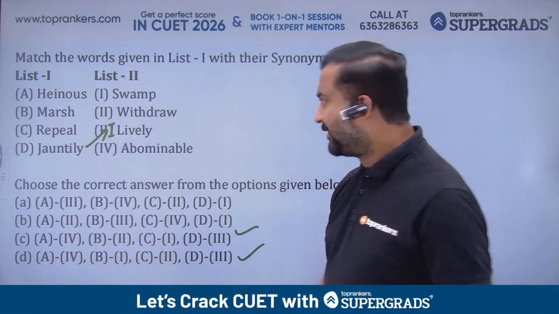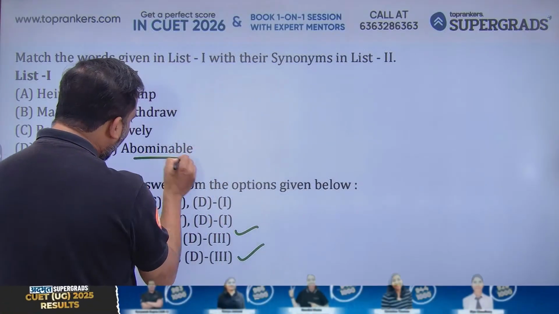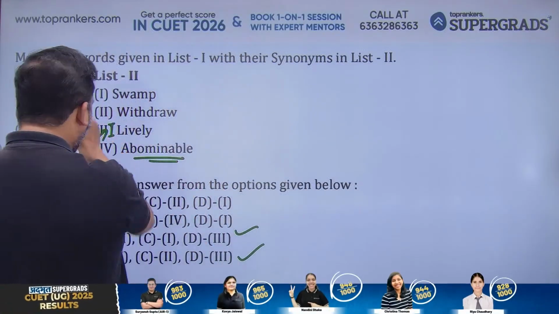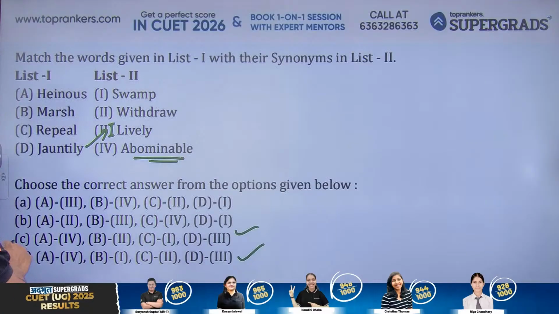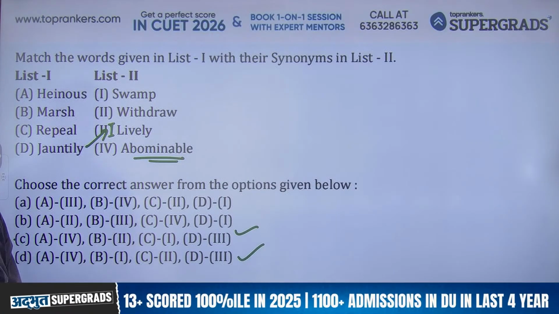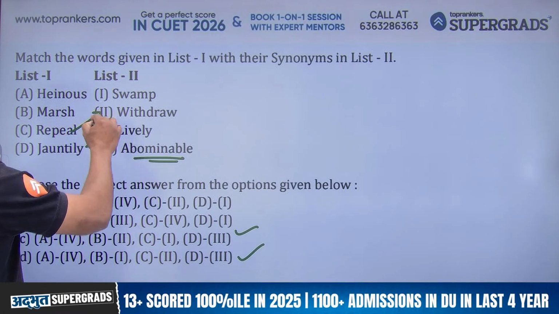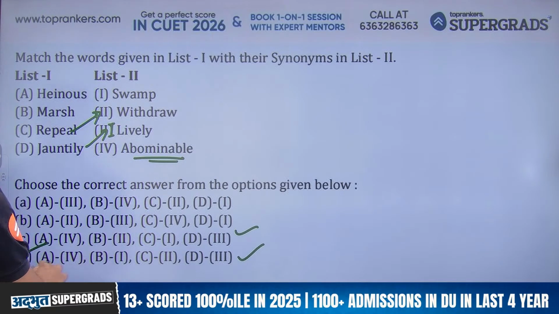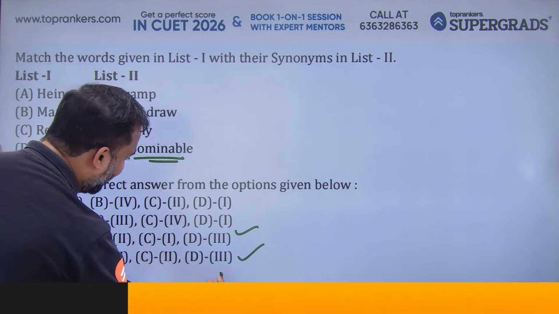Heinous is something which is evil, something that is abominable भी वही होता है. So A4, where do I see A4? चलो A4 भी आप बोल तो दोनों में लिखा हुआ है. Repeal is to withdraw. C2 इस ऑप्शन में लिखा हुआ है. That is your correct answer. D is your correct answer, students.